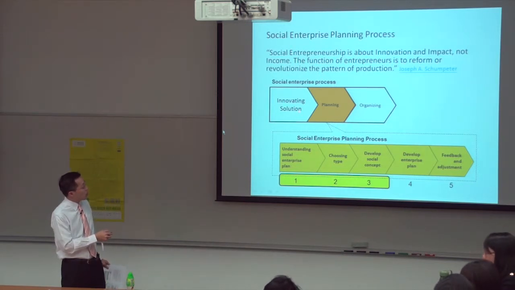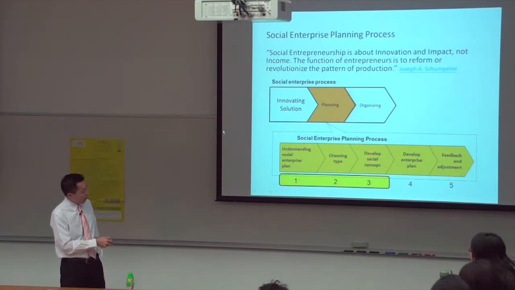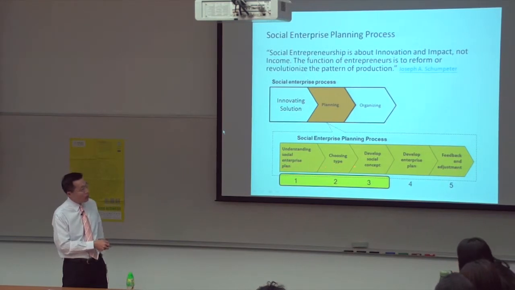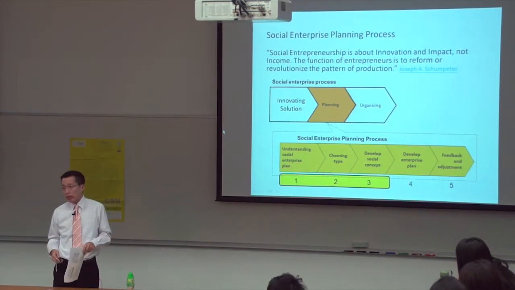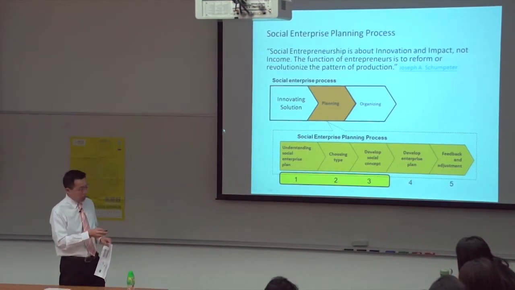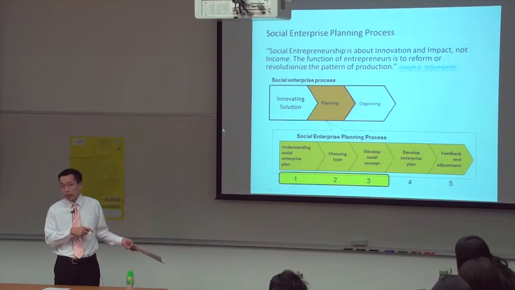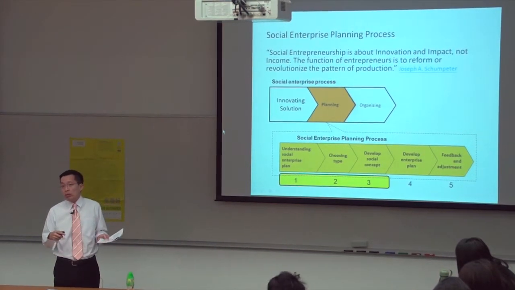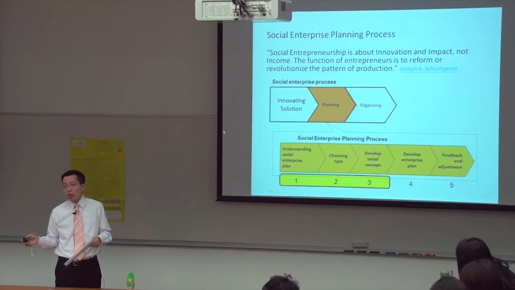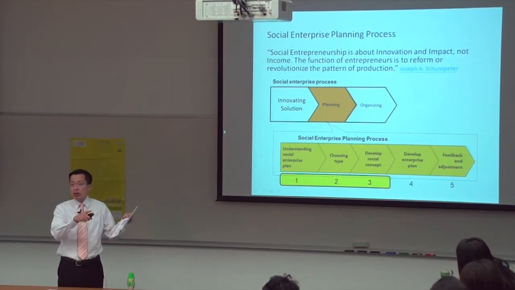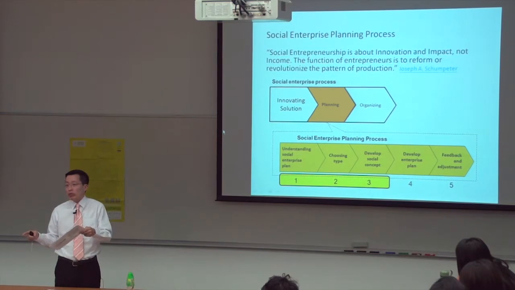we finish the innovating solutions, and then we go into the planning stage. The planning stage means you need to understand your social enterprise, develop your type, and also develop the concept. Okay. Now, from the previous stage, at least you identified a problem. You identified the important issues that you want to address. So how can you match that problem to your business concept?